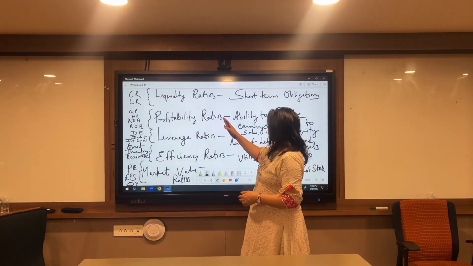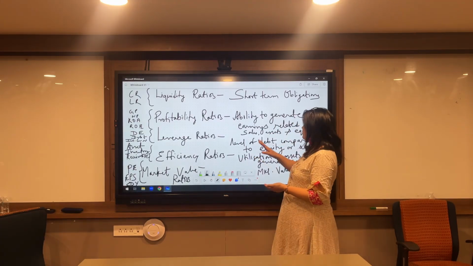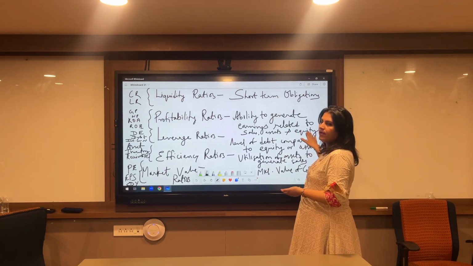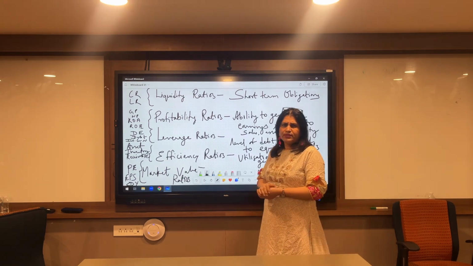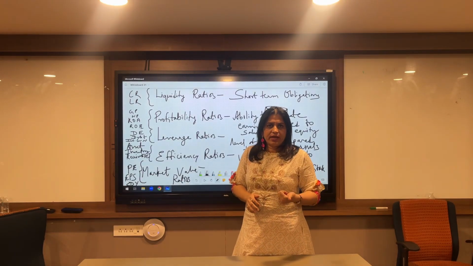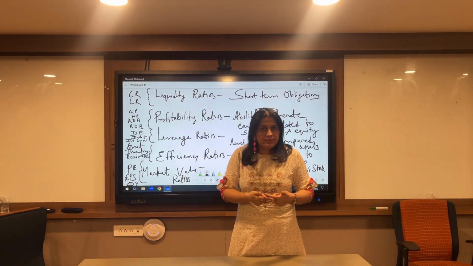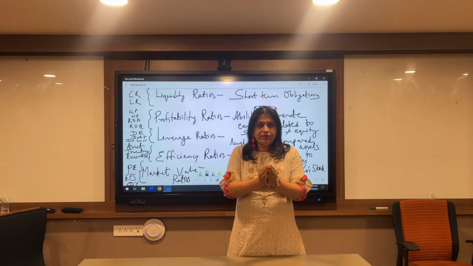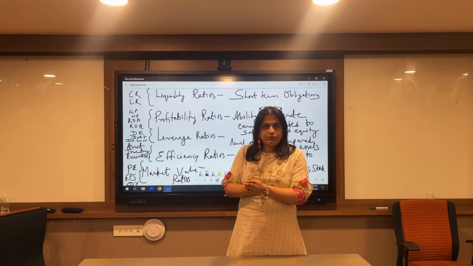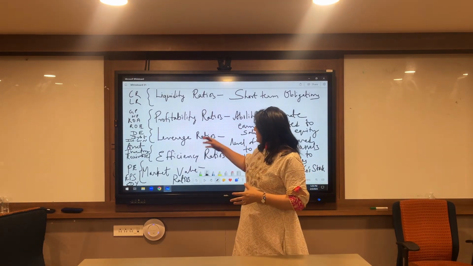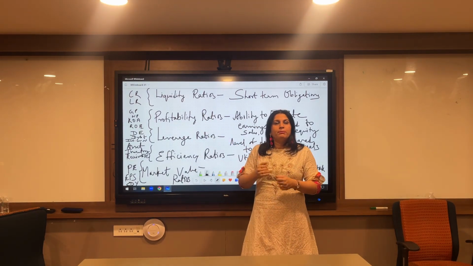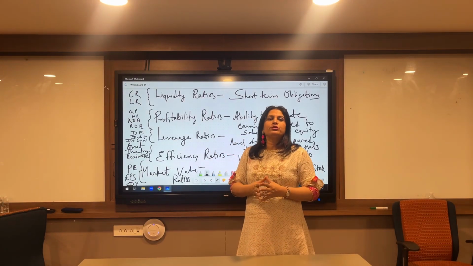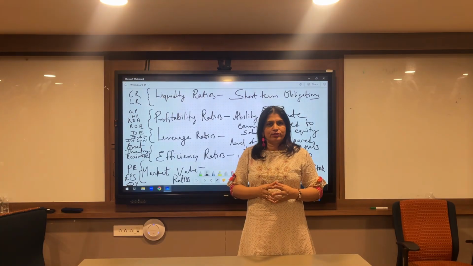So talking about profitability ratios, here we try to assess the ability to generate earnings related to sales, assets and equity. Capital is employed in the business, right? Sales is generated by the business. But what is the correlation between profit, sales, assets and equity? We try to assess that in profitability ratios by calculating ratios like gross profit ratio, net profit ratio, return on asset and return on equity.